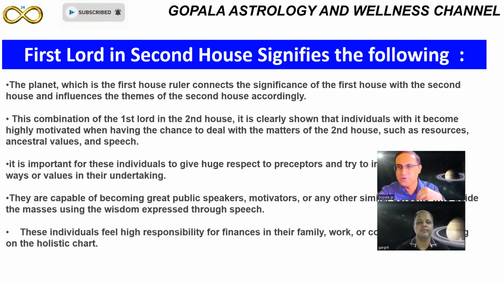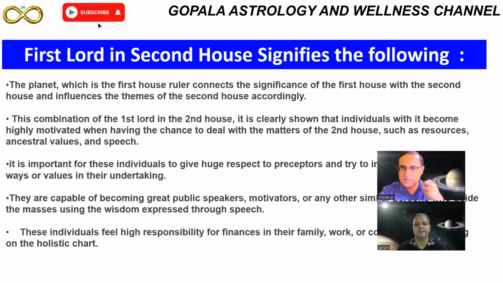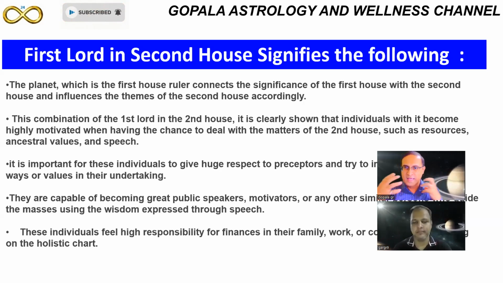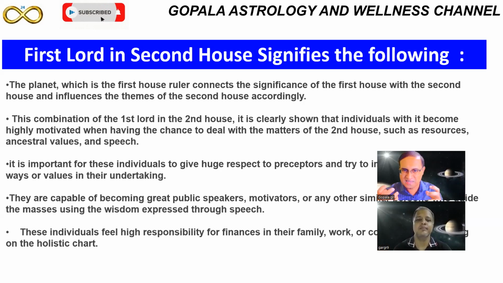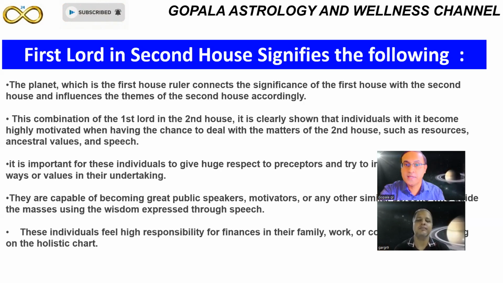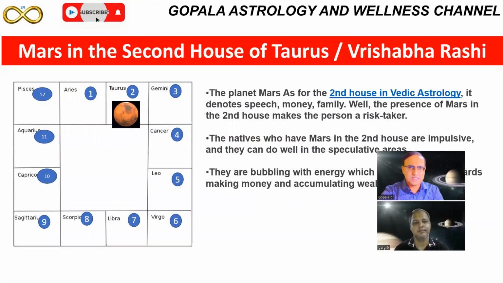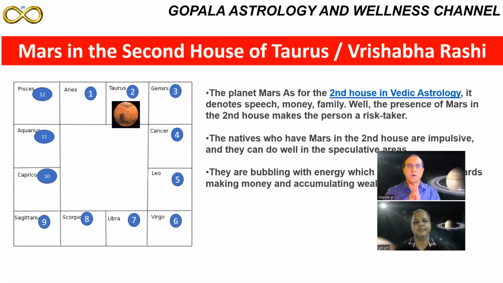The way you eat food, what type of food you prefer. If you have a cold planet there, you like to eat frozen foods. If it is a warm or a hot planet like Mars, you like to eat the food in a warm condition and things like that. Okay, so now let's just straight away jump into the Mars.